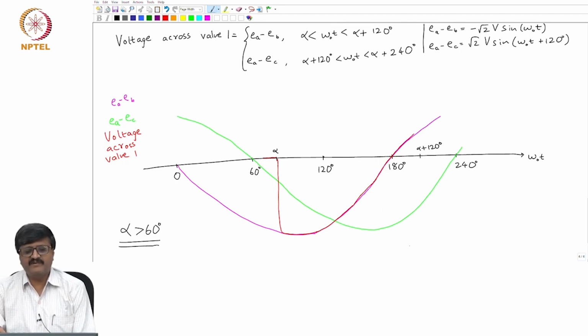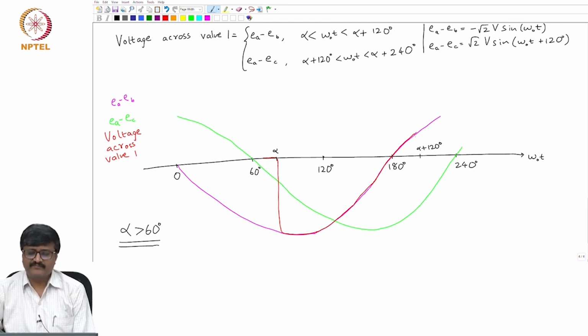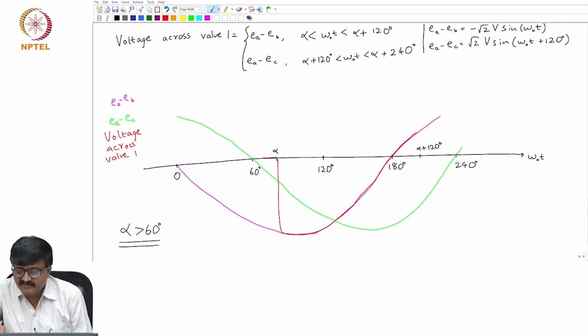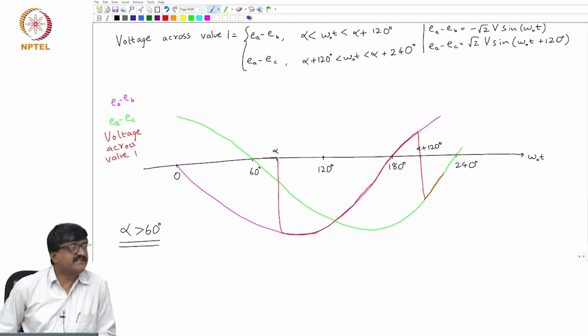Then what happens at alpha plus 120? It becomes EA minus EC. So, it jumps to EA minus EC. Okay. Right. So, this red line is the voltage across valve 1.